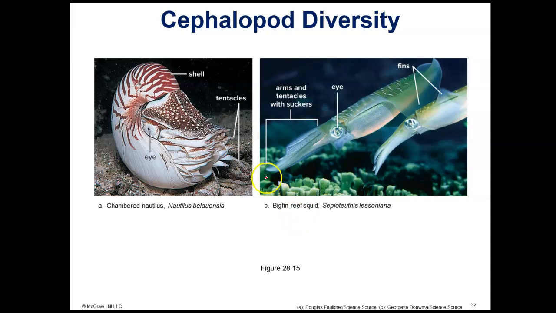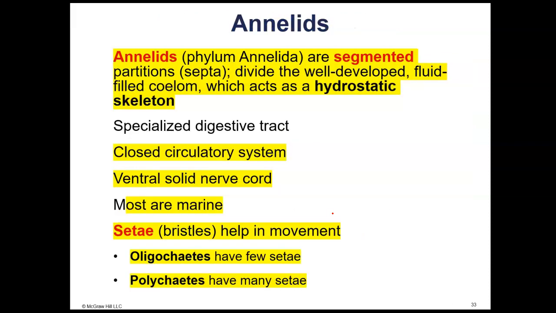So here are two cephalopod pictures here. This is a chambered nautilus, which does have a shell, but most of them do not. The squid does not have a shell, and the octopus and the cuttlefish do not have shells. Now we're on the phylum Annelida. The phylum Annelida, or the annelids, we also call the segmented worms.